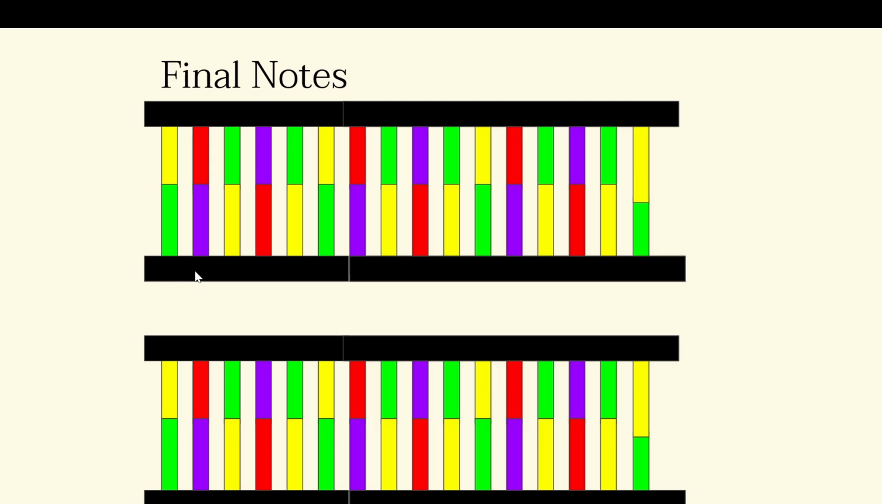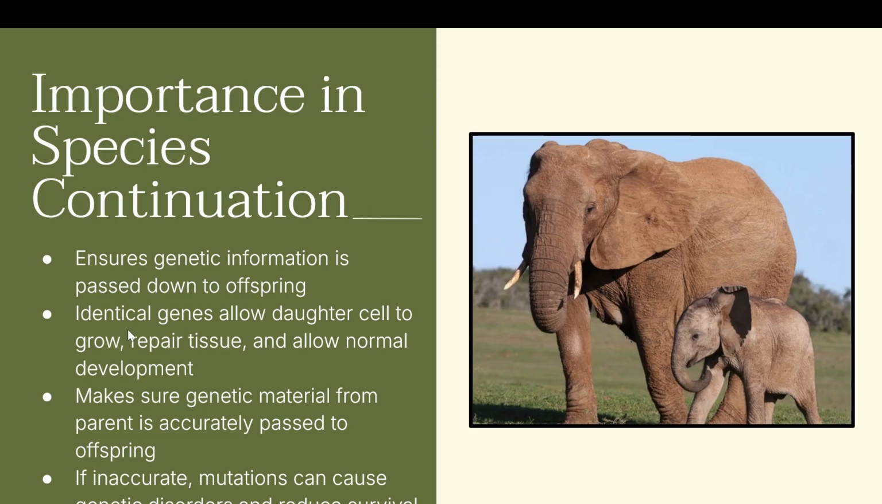Now, some final notes. The two DNA strands are called semi-conservative, as both DNA strands have one original strand and one copy. Polymerase can also proofread the inputs, rarely making mistakes, and if it does, polymerase can go back and correct these mistakes. DNA replication is vital to species continuation. Through DNA replication, genetic information is able to pass on to offspring correctly.